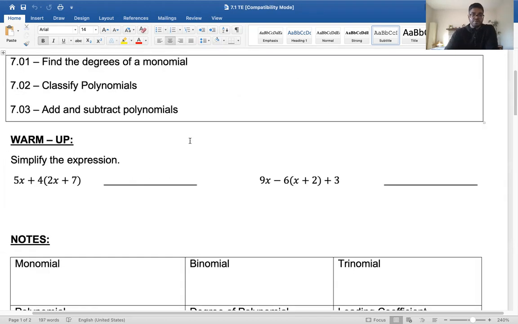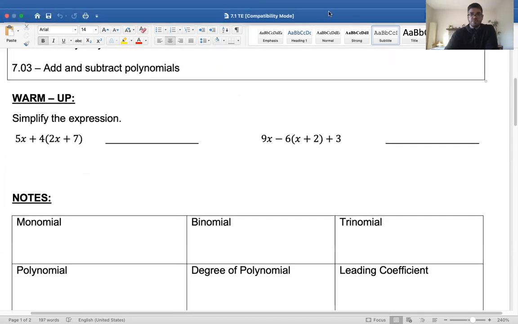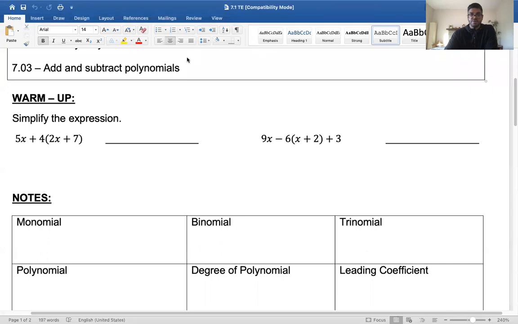So let's first start a little bit of a warm up. Again, quick little reminder on some of these properties that we need to be using. So here on this first problem, make sure we distribute and make sure you distribute to everything on the inside of the parenthesis. And so then when we write this out, we get 5x plus 4 times 2x is 8x. 4 times 7 is 28.